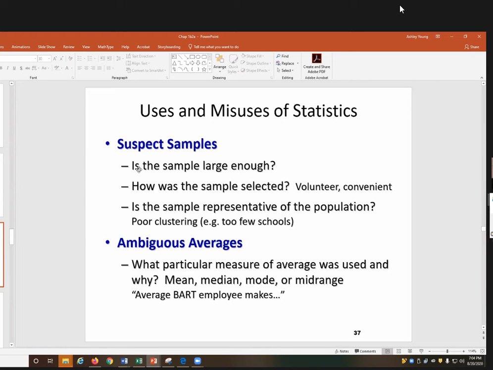Uses and misuses of statistics. Suspect samples. Is the sample large enough? How was the sample selected? Volunteer or convenient? Is the sample representative of the population? Cluster sampling, for example, using schools. Ambiguous averages. What particular measure of average was used? Why? Mean, median, mode, or mid-range?